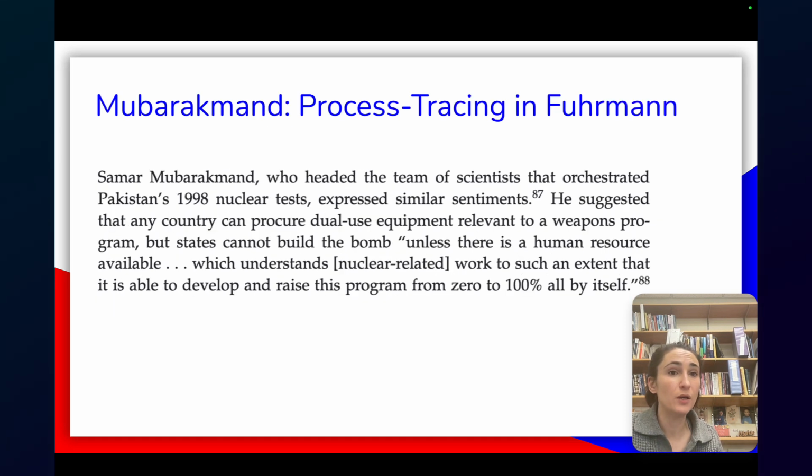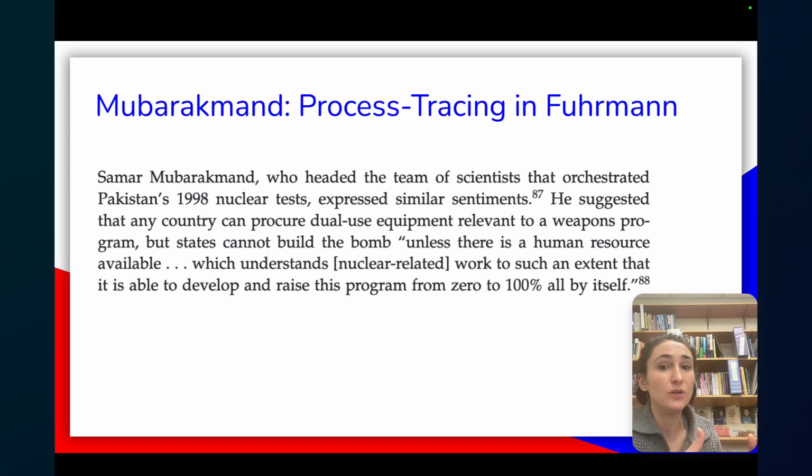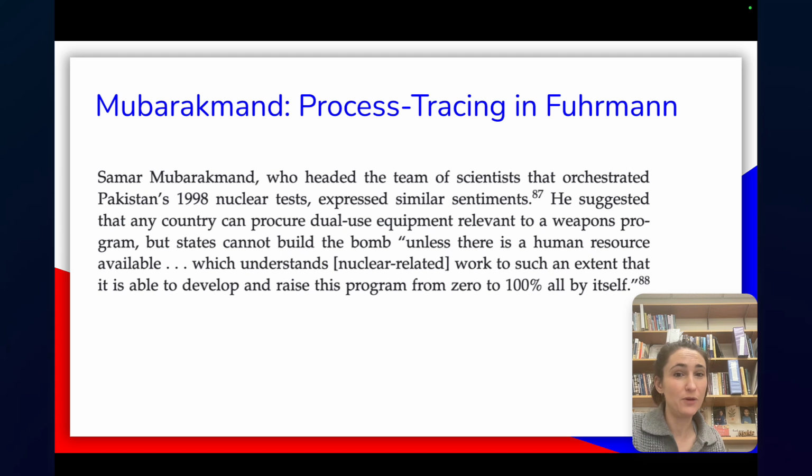So that's from Khan. Mubarak Khan, who is also from the Pakistan case, says he heads the team of scientists that orchestrated the nuclear tests. He suggests that any country can procure dual-use equipment relative to a weapons program, but states cannot build the bomb unless there is a human resource available, which understands nuclear-related work to such an extent that it is able to develop and raise this program from 0 to 100% all by itself. So Pakistan is similar.